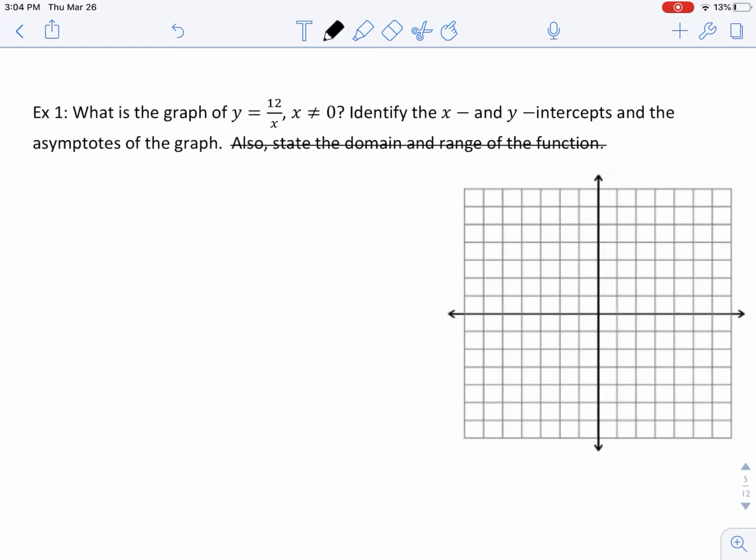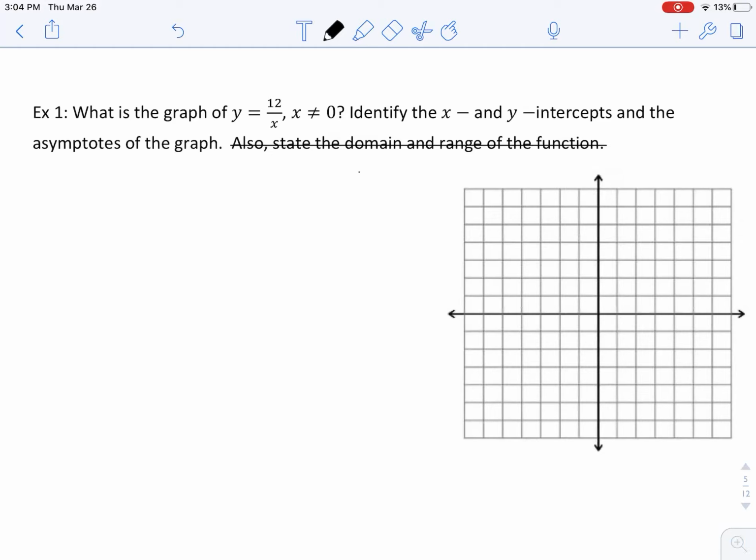It also asks you to state the domain and range of the function, which we're not going to talk about this year given the circumstances of teaching from away from the classroom. So do not worry about domain and range. You will not be tested on it.